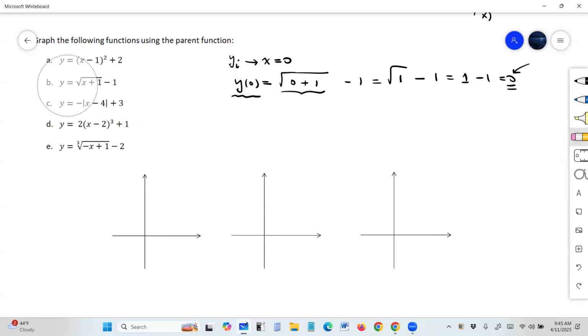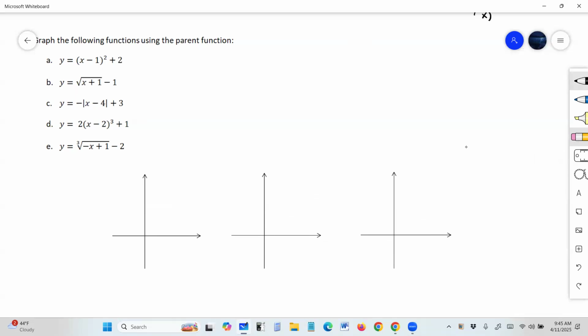The third example is an absolute value function, okay? I recognize the parent function. I recognize this transformation as 3 units up. I recognize this transformation as 4 units to the right. And I recognize this as a reflection on the x.